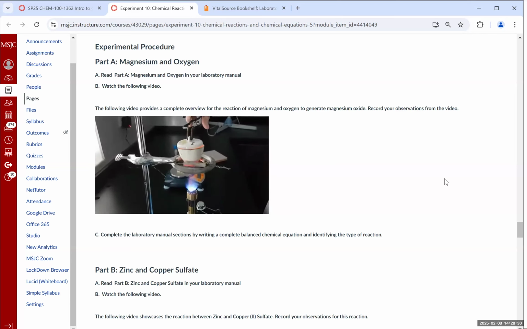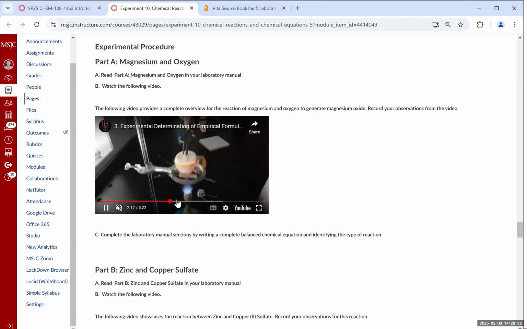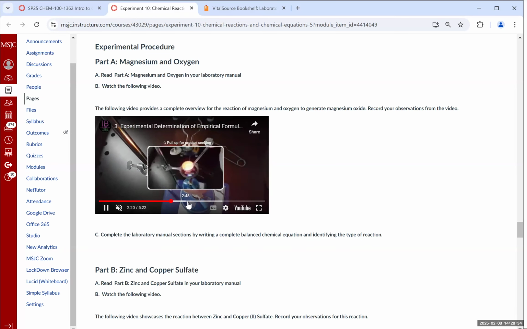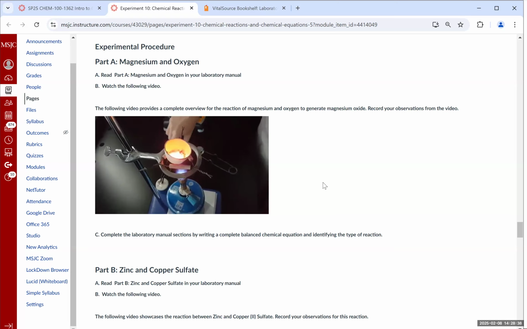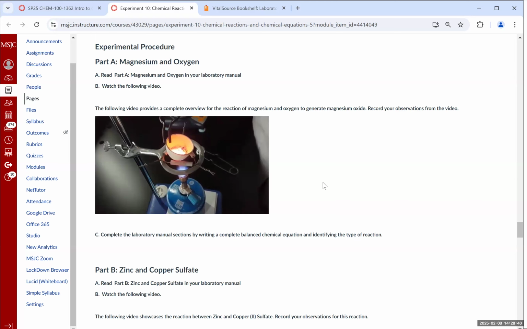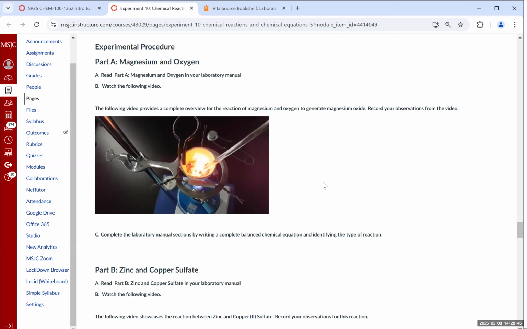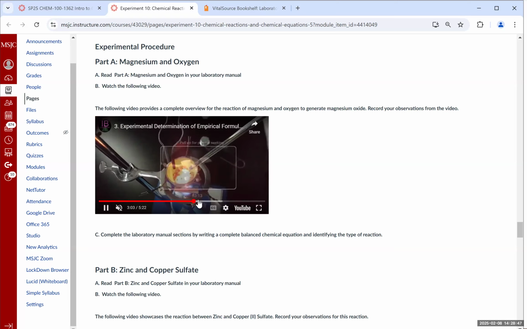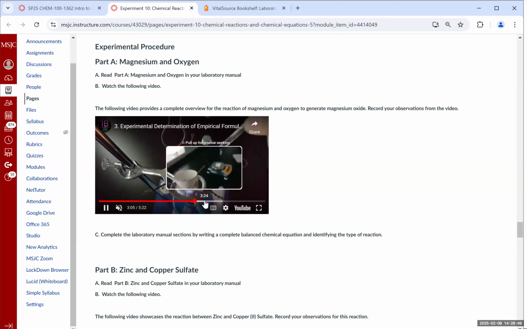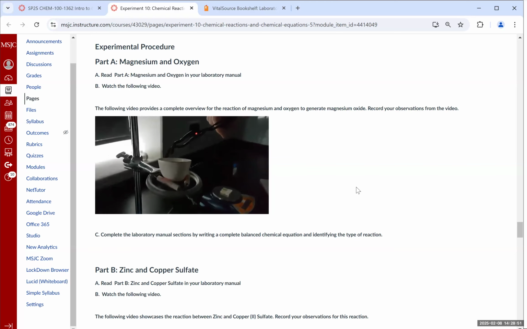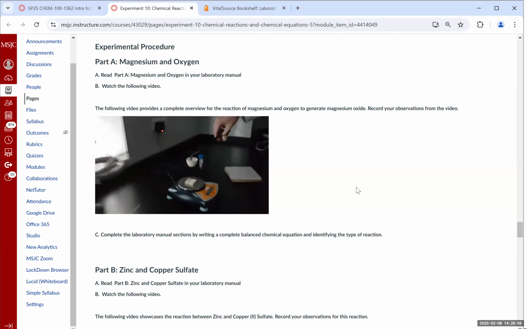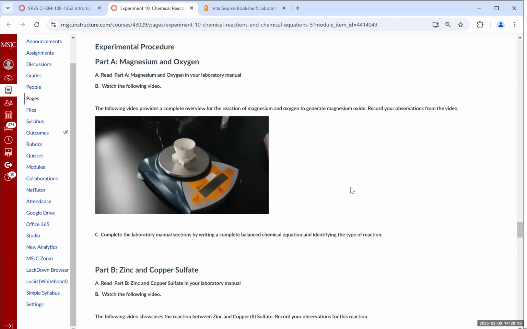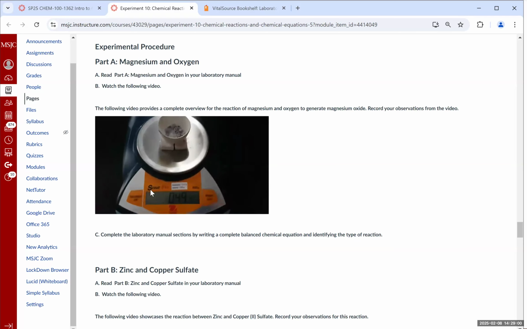Okay, so magnesium's heating, continuing to heat. As you can see, it's still glowing, not only because it's at a high temperature, but also because this reaction generates a fair amount of light. Eventually the reaction is going to finish, and we're going to be able to view what the sample looks like at the end of this reaction.